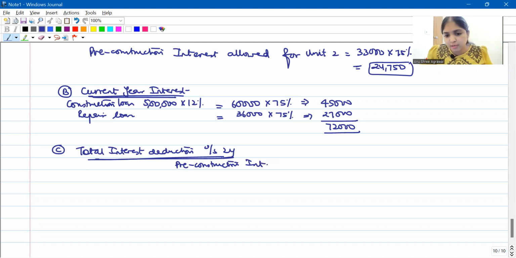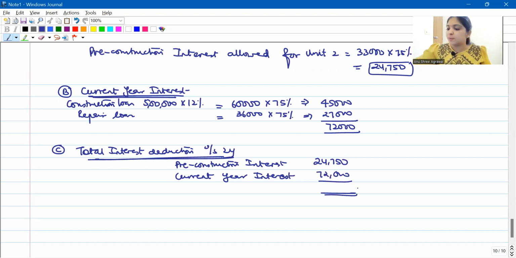Pre-construction interest, we've already concluded. This is going to be 24,750. And how much is the current year interest? We have already concluded. Current year interest is 72,000. So total 24,750 plus 72,000, 96,750. This will be the total interest allowed.